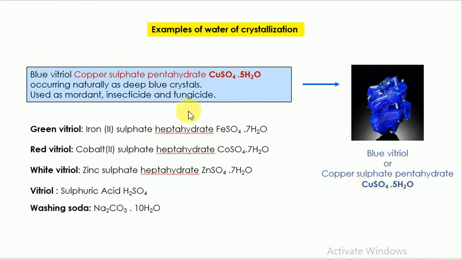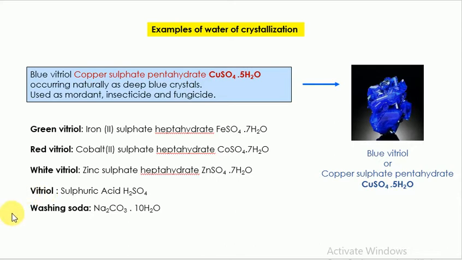Some other common examples are green vitriol, that is iron sulfate heptahydrate. Red vitriol is cobalt sulfate heptahydrate. White vitriol is zinc sulfate heptahydrate. Vitriol is not simply sulfuric acid. So what is this term vitriol? It usually refers to sulfate containing compounds.